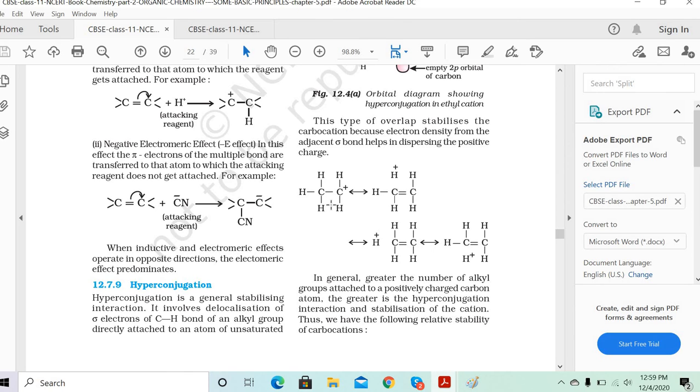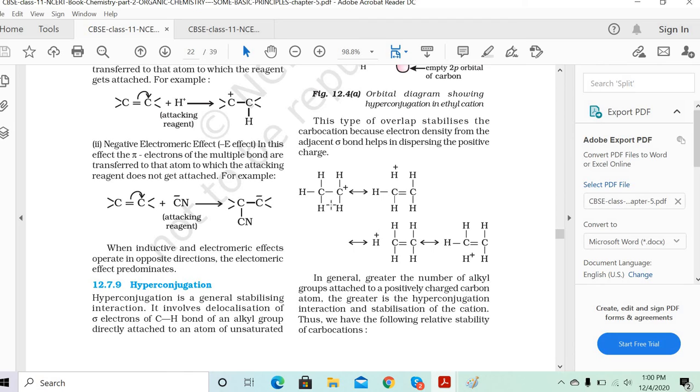But 3 C-H bonds are there for the carbon atom. So any of the hydrogen atoms can have the positive ion on that. Any of the bonds can be broken between the 3 C-H bonds. Understood? Any of the C-H bonds can be broken.